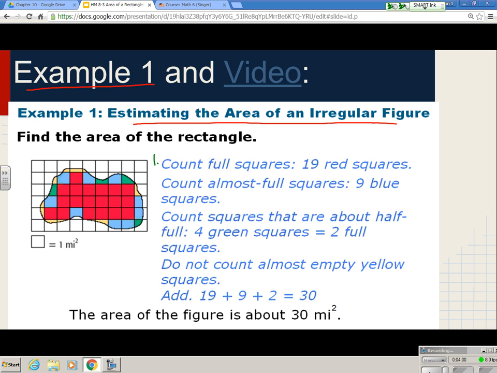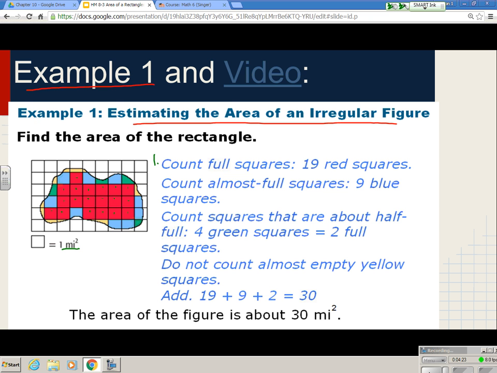Now if you look, there's 1, 2, 3, 4, 5, 6, 7, 8, 9, 10, 11, 12, 13, 14, 15, 16, 17, 18, 19 full squares. So there's at least 19 miles, and I know it's miles squared because that's what our little key shows. There's at least 19 square miles here, but there's a lot more other shapes to look at.